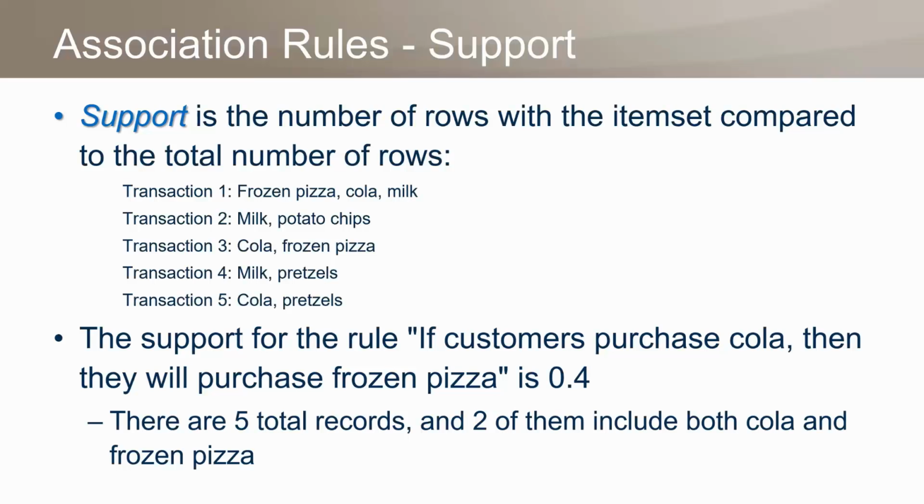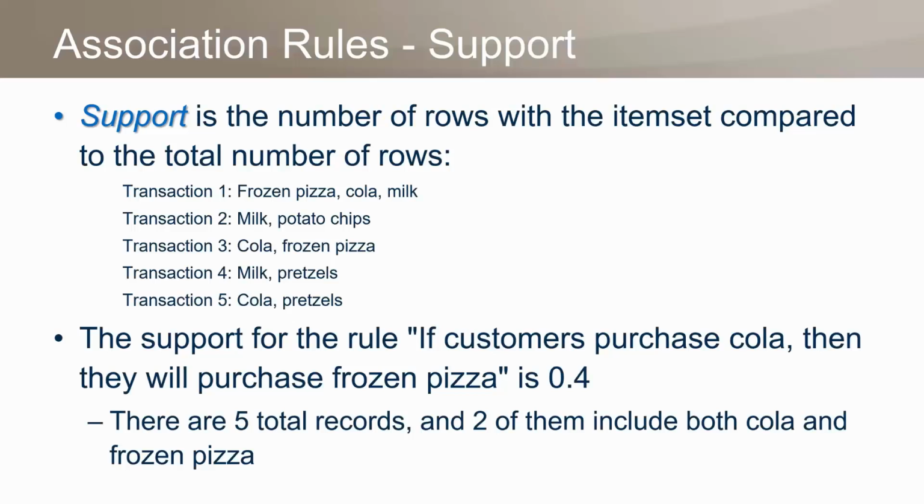So the support can be expressed as an absolute number or as a relative number. So let's say a combination cola and frozen pizza appears twice, so we can just express support with an absolute number 2 or with a relative number, the proportion of transactions with this item set. 2 out of 5 is 0.4. Now this is an item set. Cola, frozen pizza, the order is not important at this moment. Also, frozen pizza cola is the same item set.